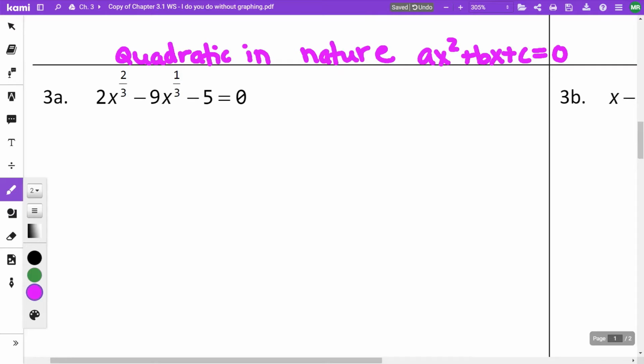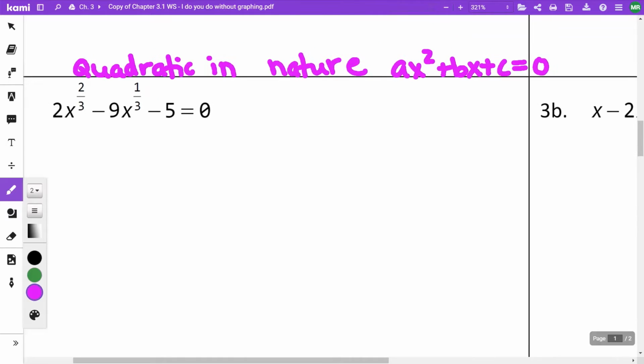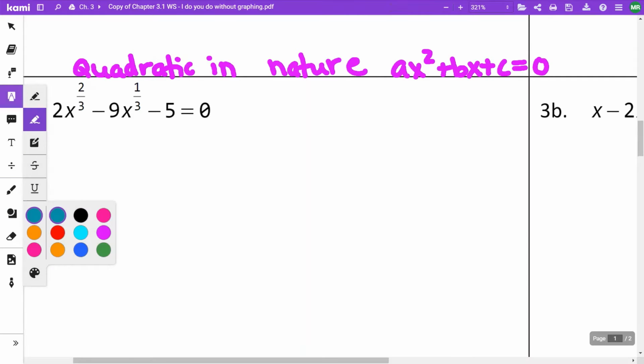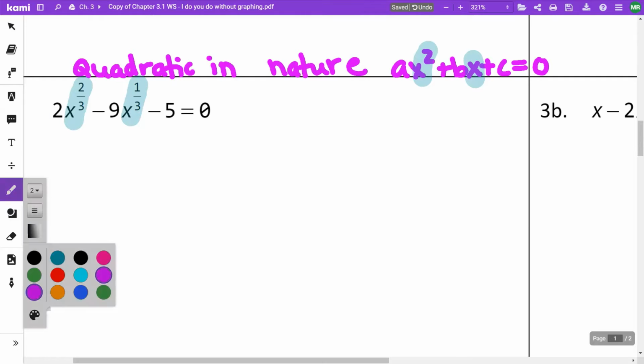Now, when you are doing this, what you want to notice about a quadratic, ignoring the coefficients in front of your x squared and your x, is that if I square this variable, I get this. That is quadratic in nature if I can get a situation like that. So what I'm looking at here is this x to the 1/3 compared with this x to the 2/3.